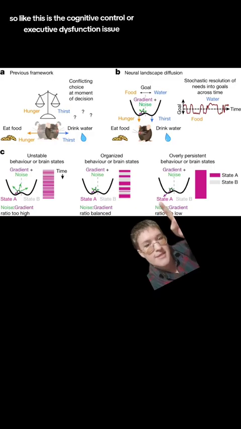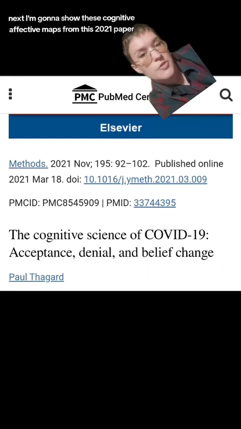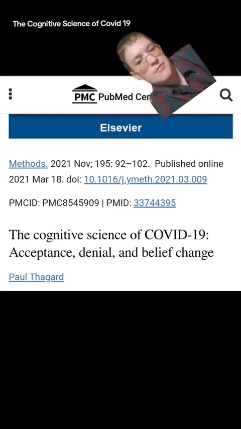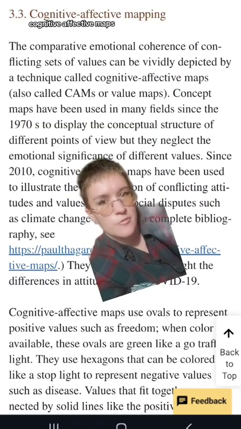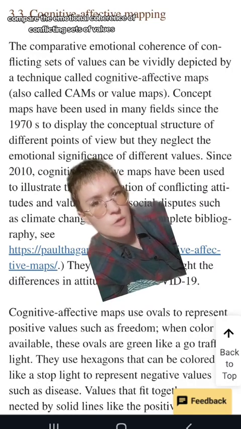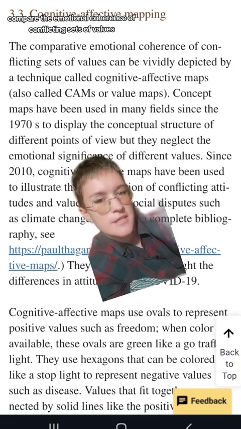So this is the cognitive control or executive dysfunction issue of struggling with switching tasks or task initiation. Next I'm going to show these cognitive affective maps from this 2021 paper, The Cognitive Science of COVID-19, Acceptance, Denial, and Belief Change. Cognitive affective maps compare the emotional coherence of conflicting sets of values.